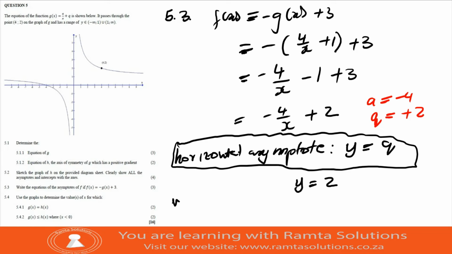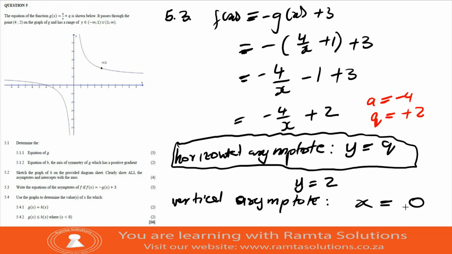Now, our vertical asymptote for grade 10 only is always x is equal to 0. Then you have all your marks, right? So you don't have to write horizontal asymptote or vertical asymptote. You can just write y equals 2 or x equals 0. So for your grade 10, this is x is equal to 0.